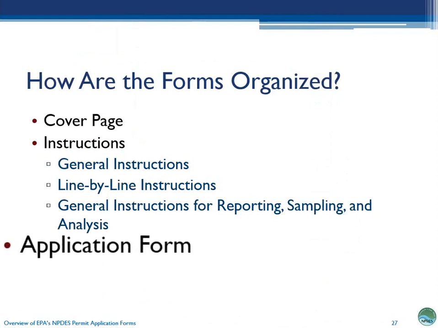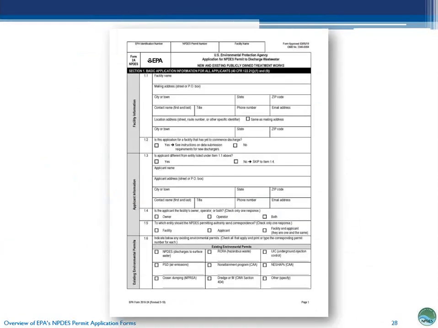Once you've reviewed the instructions, you're ready to fill out and complete the application form. EPA develops the NPDES permit application forms in fillable portable document format, or PDF, to facilitate easier and more efficient completion of forms. The fillable PDF forms allow applicants to enter responses directly within the form. The first page of Form 2A is shown on this slide.